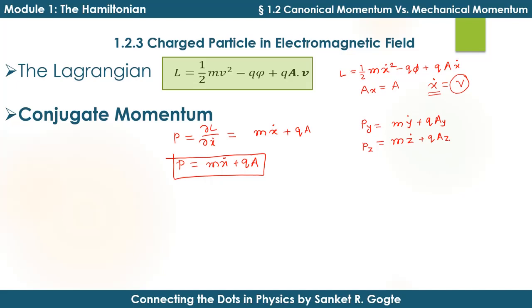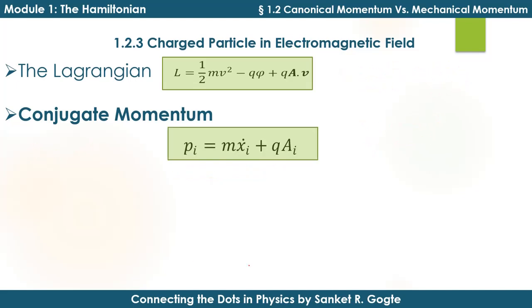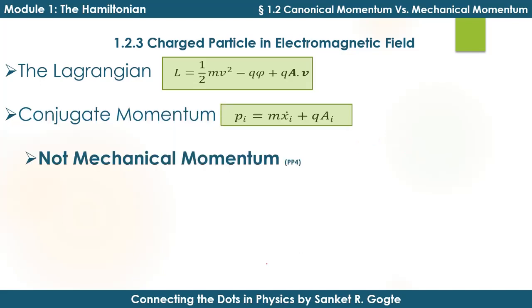So do you see the difference between the canonical momentum or conjugate momentum and the mechanical momentum? It is obviously there. Mechanical momentum is simply m into x dot, even along the x-axis, but the conjugate or canonical momentum is given by this relation. So definitely they are different. This is how you can write the conjugate momenta for all three coordinates. This i will run over 1, 2, 3 for the three dimensions that the particle is moving in.